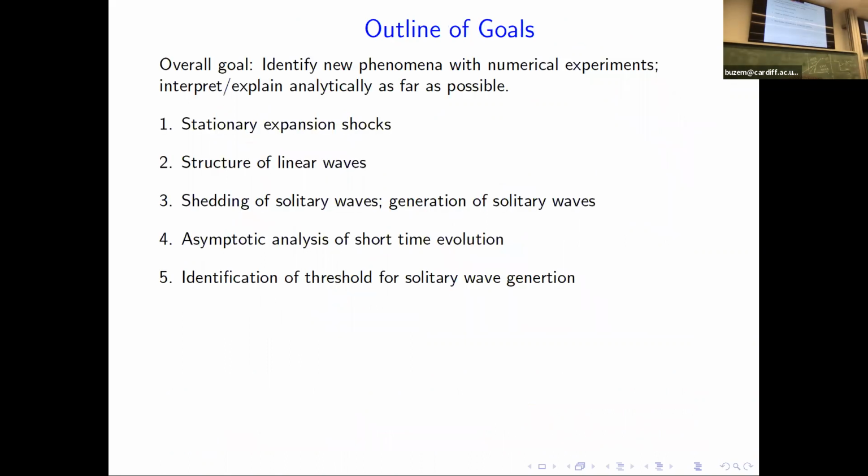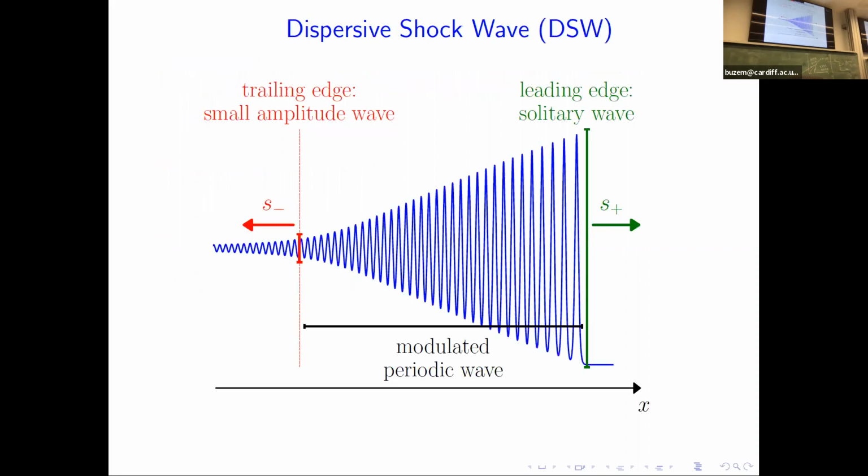Here's a summary of the overall goals. I'm going to talk about these expansion shocks. That was the jump up, where the Lax shock would only jump down. Then the structure of the linear waves, and the shedding of solitary waves, where we saw just one solitary wave, but actually there are others. Then an asymptotic analysis of the short time evolution. And then there's a threshold, as I'll show you in more detailed pictures. That's quite a lot to analyze.